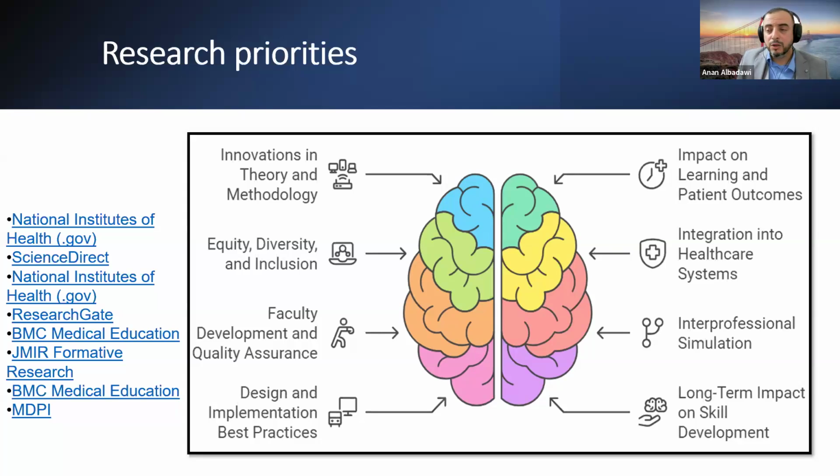First is the innovation in theory and methodology. As I said earlier, most of the research about the integration of extended reality is more of subjective data, assessing perceptions. So there is a huge demand on the inclusion of objective measures, such as RCTs and so on. There is a need for more studies on the impact on patients and learning outcomes. Maybe I have presented some of the literature from Barsuk and another example, but still there is a need for more research on the impact of simulation on patient outcomes.